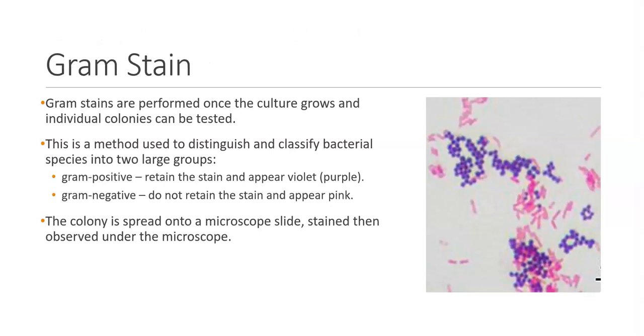Gram stains are performed once the culture grows and individual colonies can be tested. And this is a method used to distinguish and classify bacterial species into two large groups, gram-positive and gram-negative. Gram-positive organisms retain the stain and appear violet or purple under the microscope. Gram-negative do not retain the stain and they appear pink. The colonies are spread onto a microscope slide, stained, then observed under the microscope.